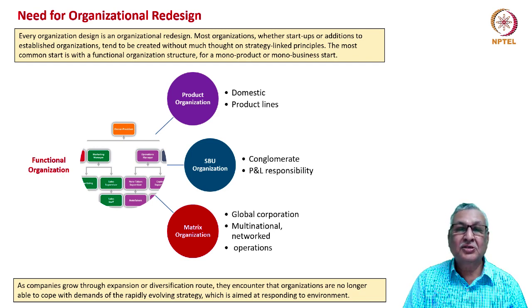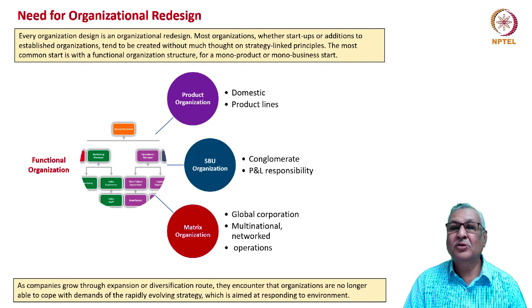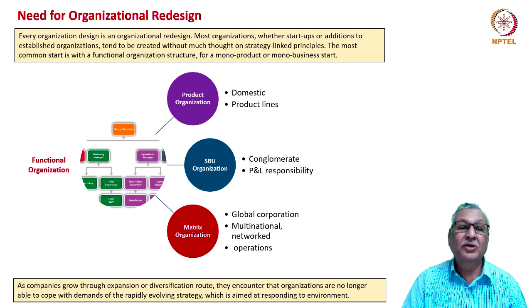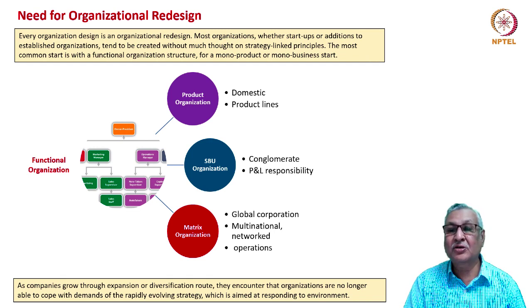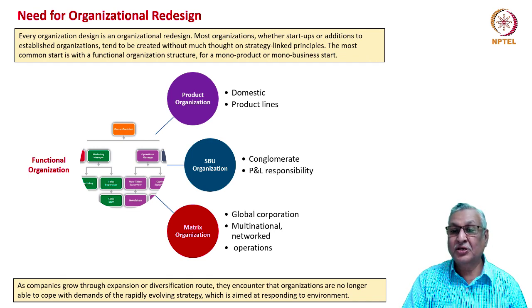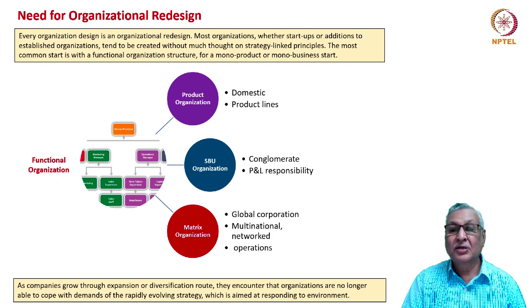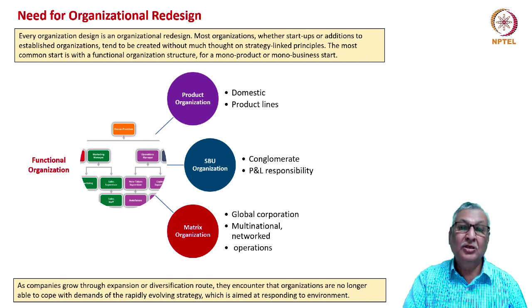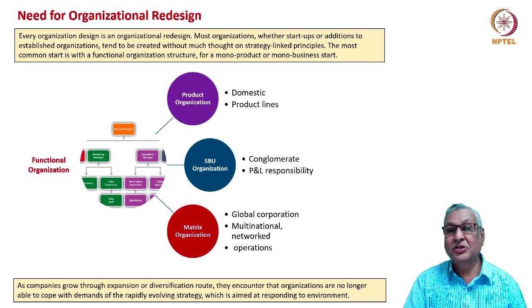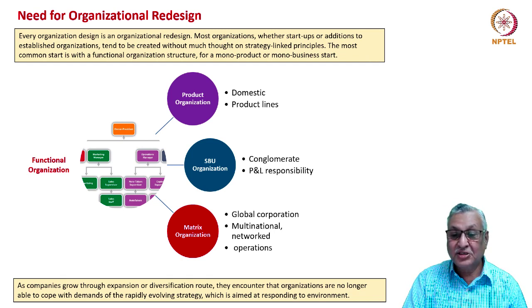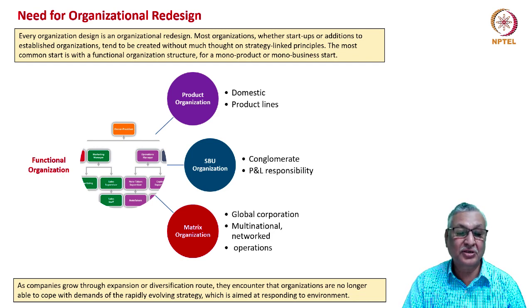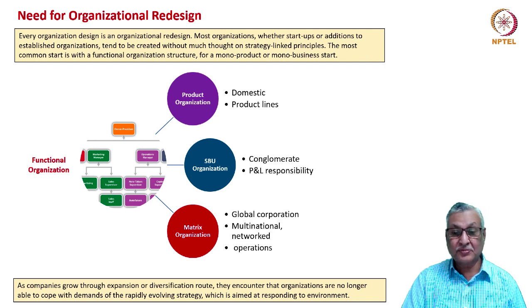The most common start is a functional organization structure for a mono product or mono business start. But then we can move, as I said, from functional organization to three different types of organization. Product organization, which could be in terms of geographies or in terms of product lines. An SBU organization, which is in terms of divisions or conglomerates with specific P&L responsibility. There could also be the matrix organization, which is a global corporation, multinational in its context, fully networked with operations in different sites and different locations and nationalities.